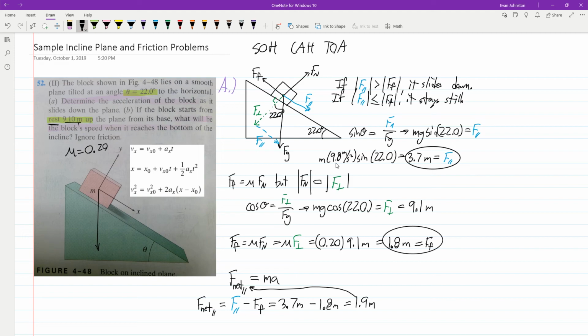And so what we'll finally do is I'll say that 1.9 m is equal to m times a. Well, we finally have an m that cancels with this one. So in the end, our acceleration is just 1.9 meters per second squared. That's how quickly this box is going to go down the hill if this is how rough the surfaces are.